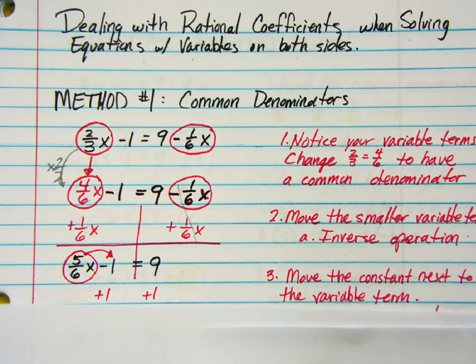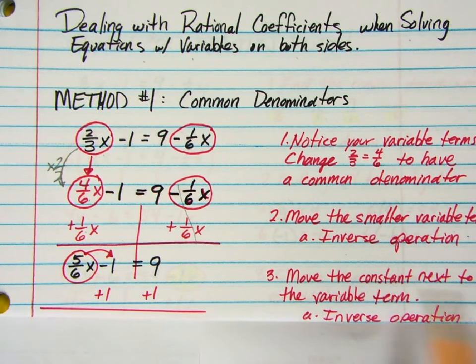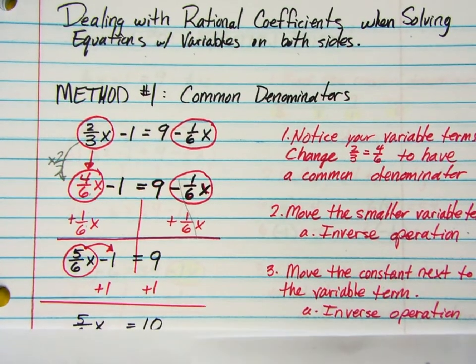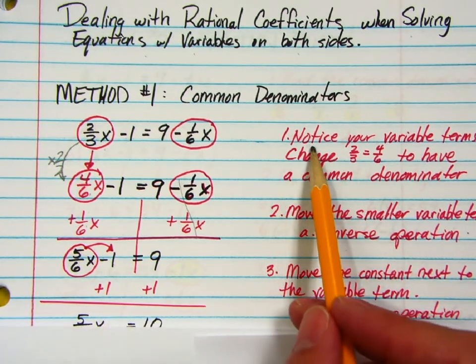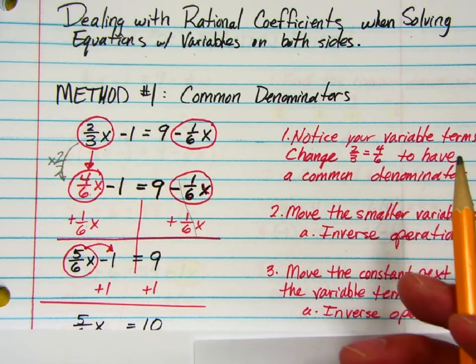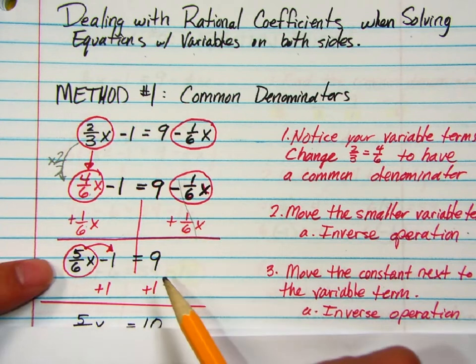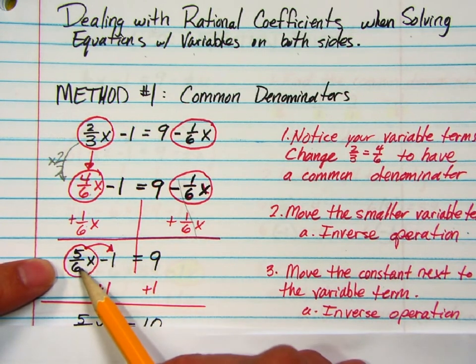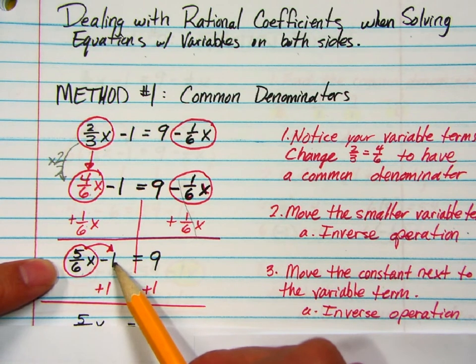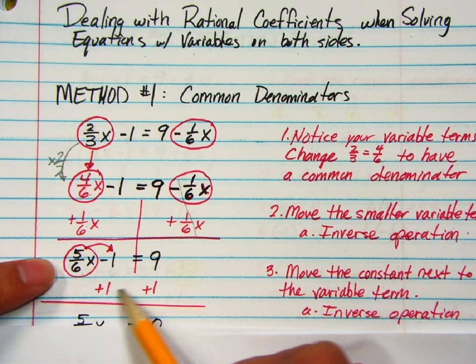Step 3 would then be to move the constant term to the other side. So this is very similar to what we were doing. The only difference here is this portion is changing the fractions to be the same, so you can add and subtract them. But everything else is the same as before. So I take a look at my variable term. Next to it is this constant. I move this constant by saying, okay, look, it's negative, so I have to add 1 to both sides.